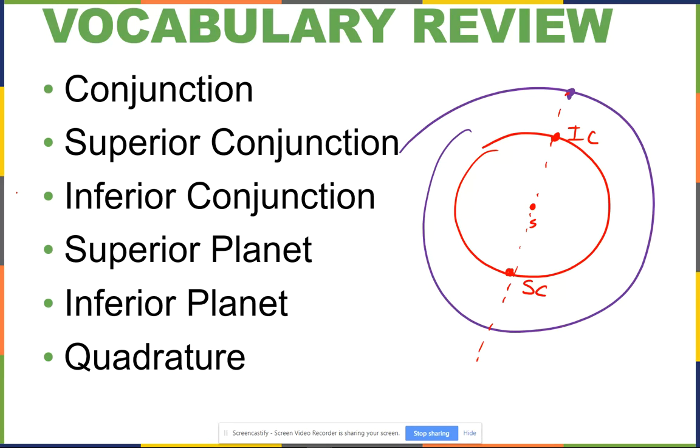When the red planet's here, the purple planet says that's a superior conjunction. When the red planet's here, we say that's nothing special. When the red planet's here, we say that's an inferior conjunction.